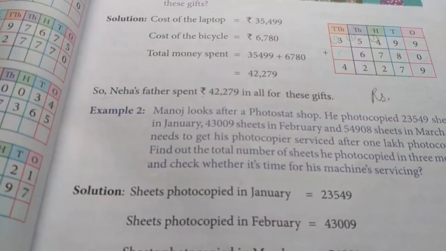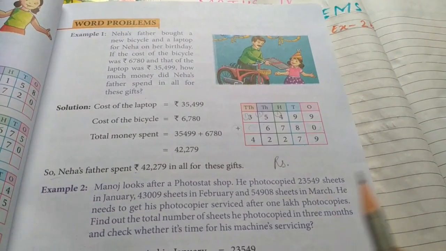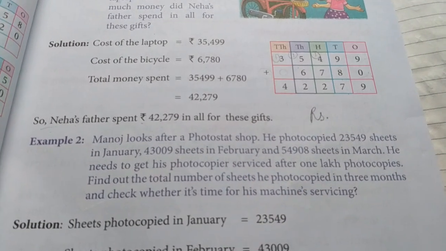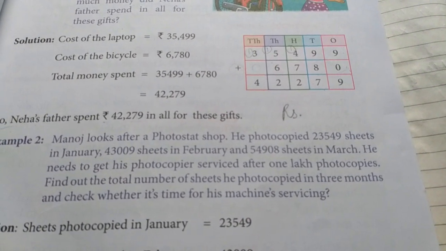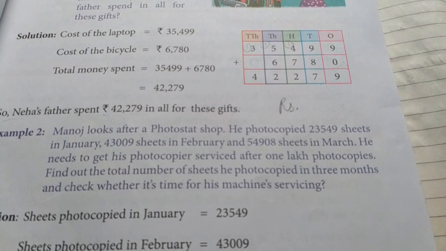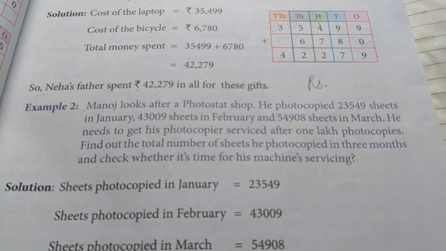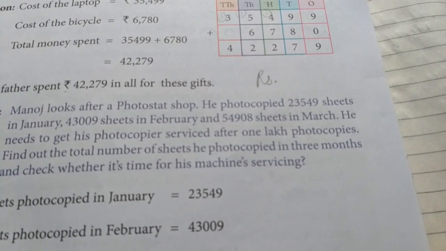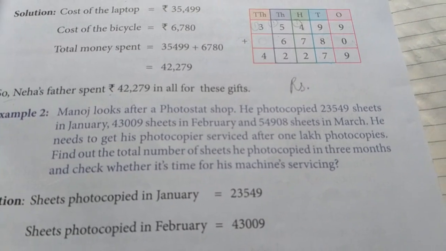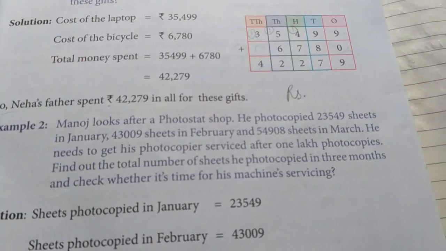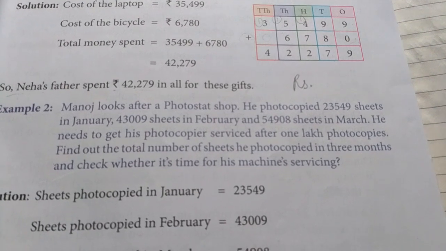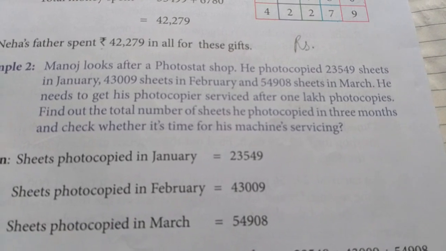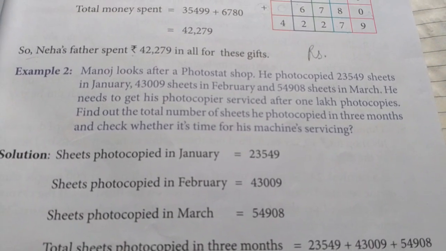Okay, let's see one more example. Manoj looks after a photostat shop. He is having a Xerox shop, photostat shop. He photocopied 23,549 sheets in January, 43,009 sheets in February, and 54,908 sheets in March. He needs to get his photocopier serviced after 1 lakh photocopies. Find out the total number of sheets he photocopied in 3 months and check whether it's time for his machine servicing.